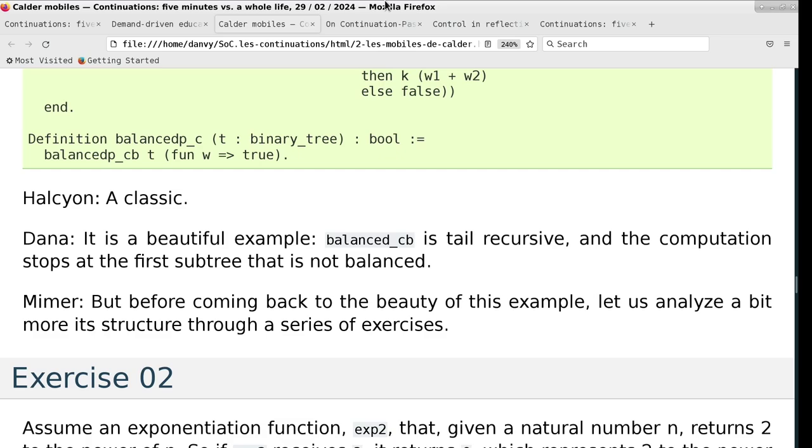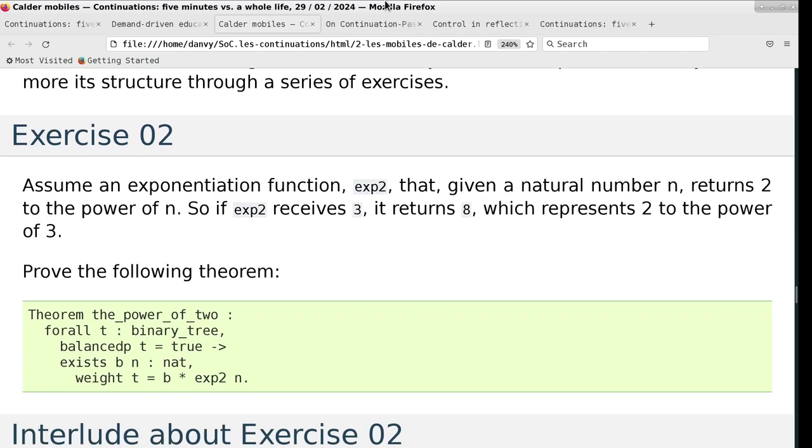Next. A classic. It is a beautiful example. Balance CV is here recursive when the computation stops at the first subtree that is not balanced. But before coming back to the beauty of this example, let us analyze a bit more its structure through a series of exercises.